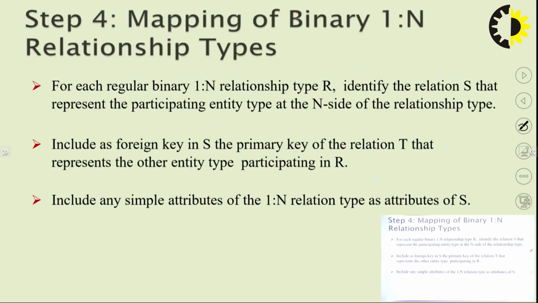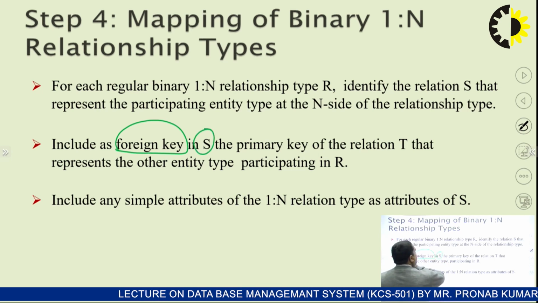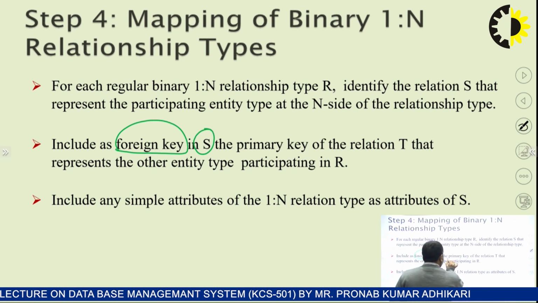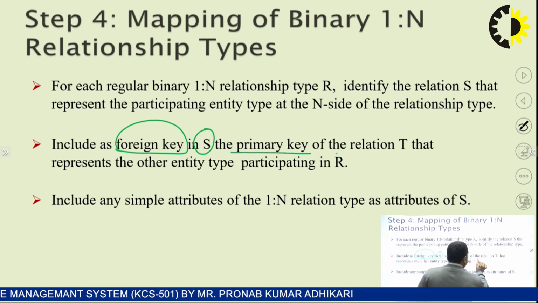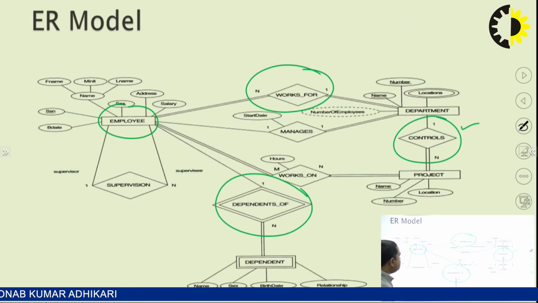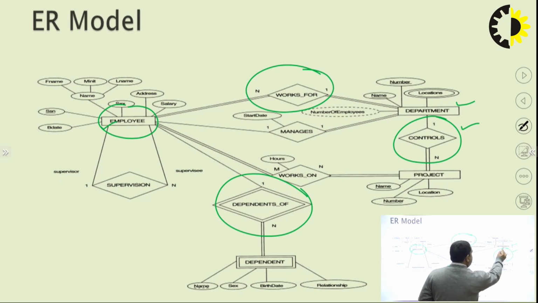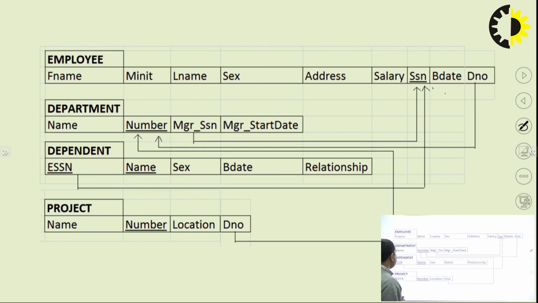So in such cases, first of all, we identify those entities, then we include the foreign key in the identified entities, and the expression becomes like this. In this example, we will find those entities: employee and department, department and project, and employee and dependent. So how to confirm this?